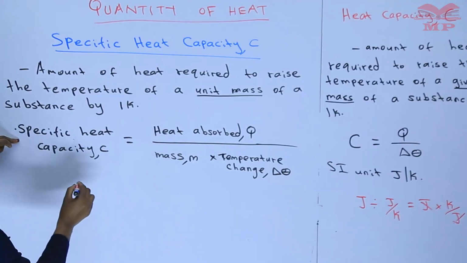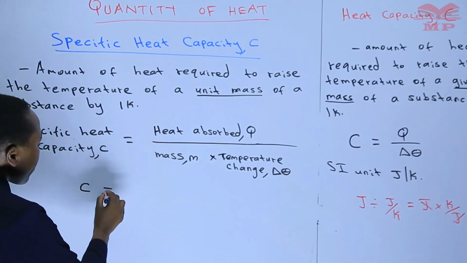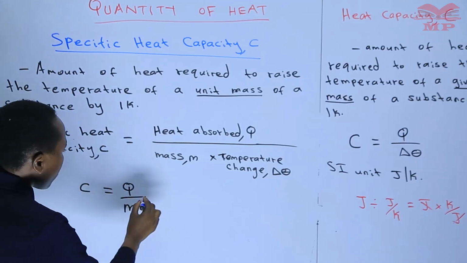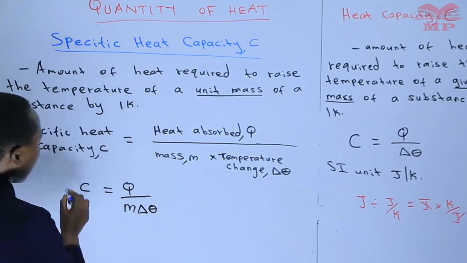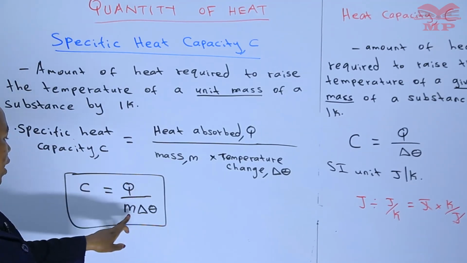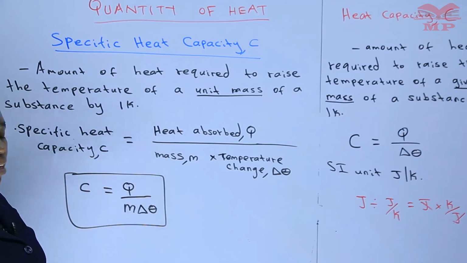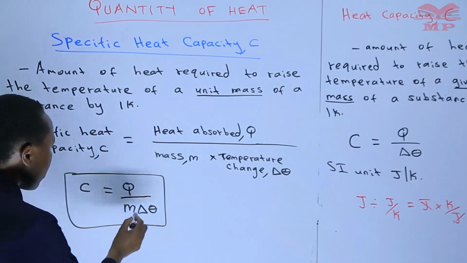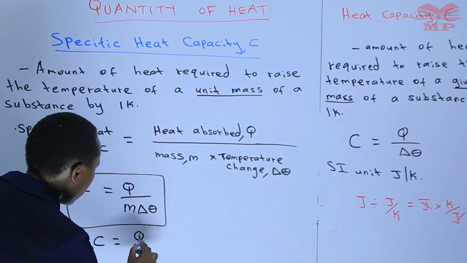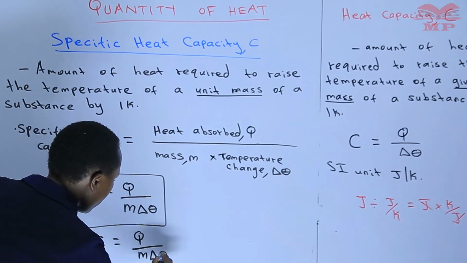So we can therefore say that the specific heat capacity will be given by heat energy Q divided by mass multiplied by change in temperature. And that is our formula for calculating specific heat capacity. So it's equal to heat energy or heat absorbed divided by mass multiplied by the change in temperature. And therefore, from this, we can get the SI unit of the specific heat capacity. We know that our specific heat capacity is equal to heat energy divided by mass multiplied by the change in temperature.